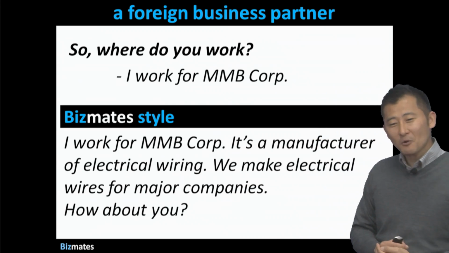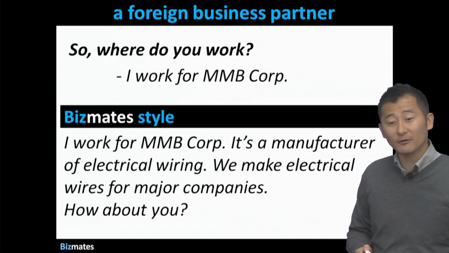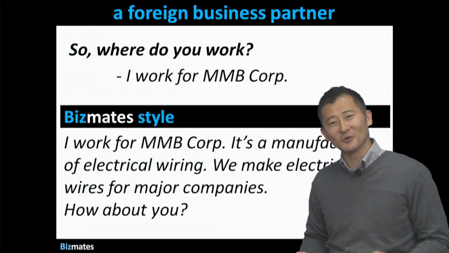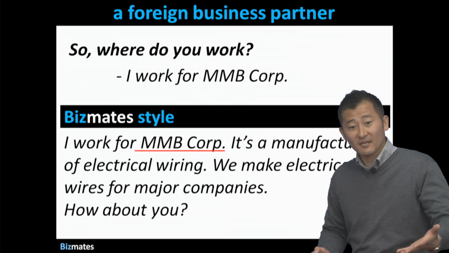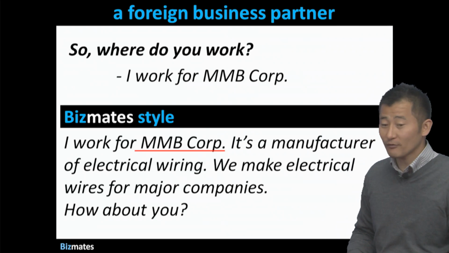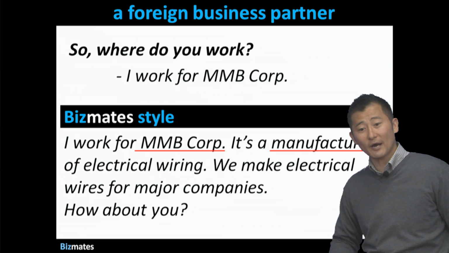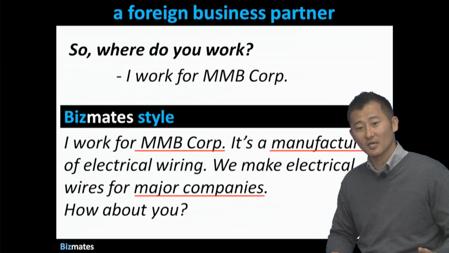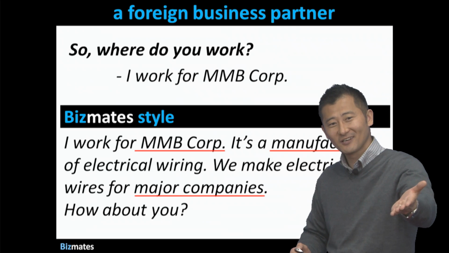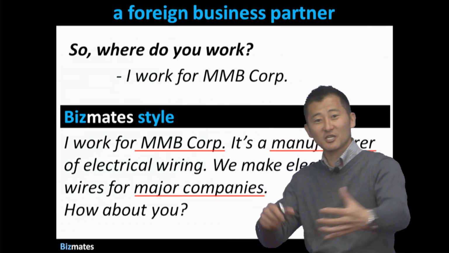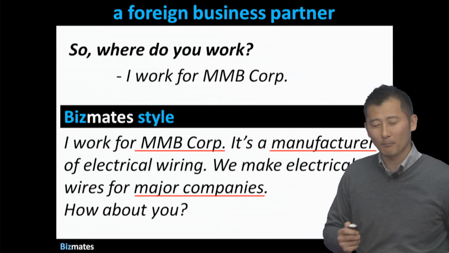I work for MMB Corp. It's a manufacturer of electrical wiring. We make electrical wires for major companies. How about you? You see, this is much better because he says the name of his company, I work for MMB, and he explains the kind of company it is. It's a manufacturer of electrical wiring, and he gives more details. Yeah, we make electrical wires for major companies. And he asks, what about you? Okay, and you could continue the conversation and create a true business partner. Okay, that's just one point.